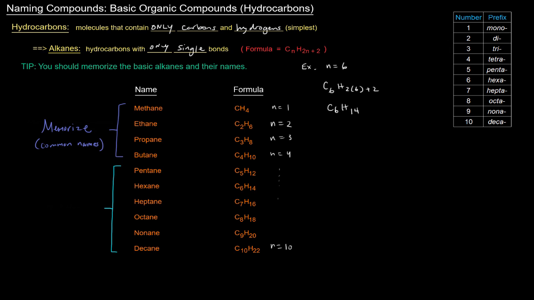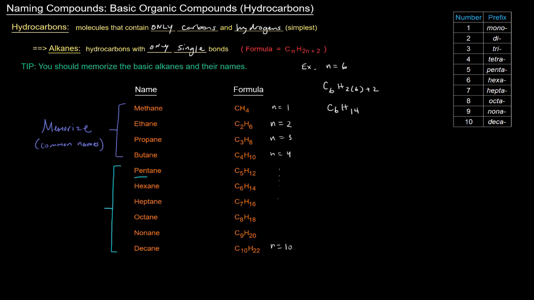But for the rest of them here, pentane, hexane, heptane, octane, nonane, decane, they have these prefixes, right? So they tell you how many carbons there are. Pentane has 5 carbons. Hexane has 6 carbons. Heptane, 7. Octane, 8. Nonane, 9. Decane, 10. Right? And they all end in -ane because they're alkanes.